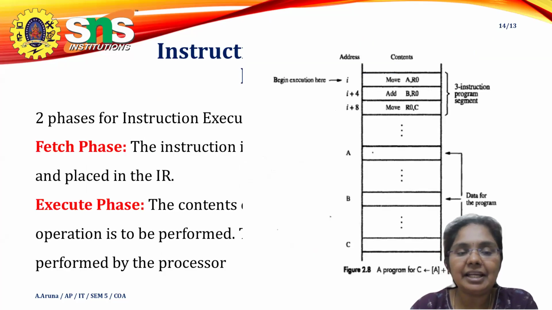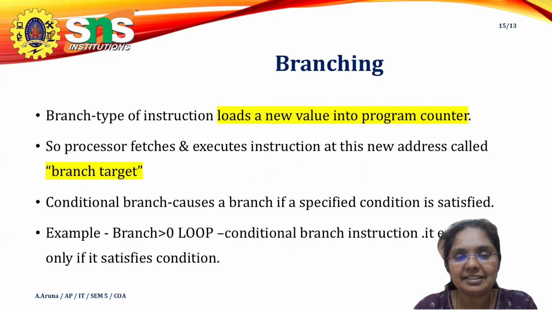Usually in our instruction, we have two phases: a fetch phase and an execution phase. In the fetch phase, it gets the data from the program counter, then it is moved to the instruction register. In the execution phase, the instruction register data is moved to the ALU unit. So these are the two phases of an instruction.